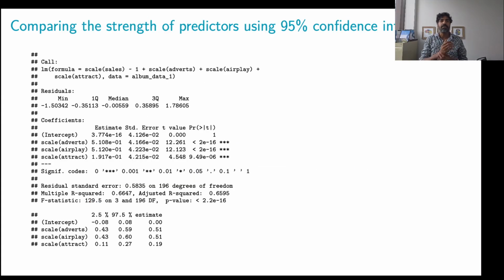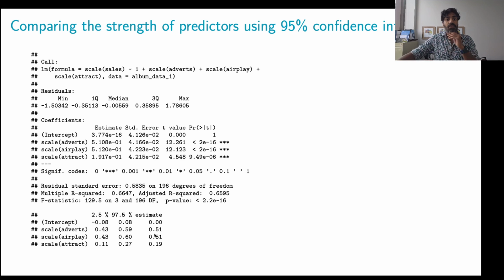So let's talk about comparing the strengths of predictors using 95% confidence intervals. This is our adverts, airplay, and attractiveness scale example predicting album sales. In R, to get the standardized estimates, you just use scale around each of the variables, and it standardizes it for you. What I want to show you is that you can get a sense of whether there's a significant difference in the strength of predictors in your model by looking at the confidence intervals and whether they overlap or not.